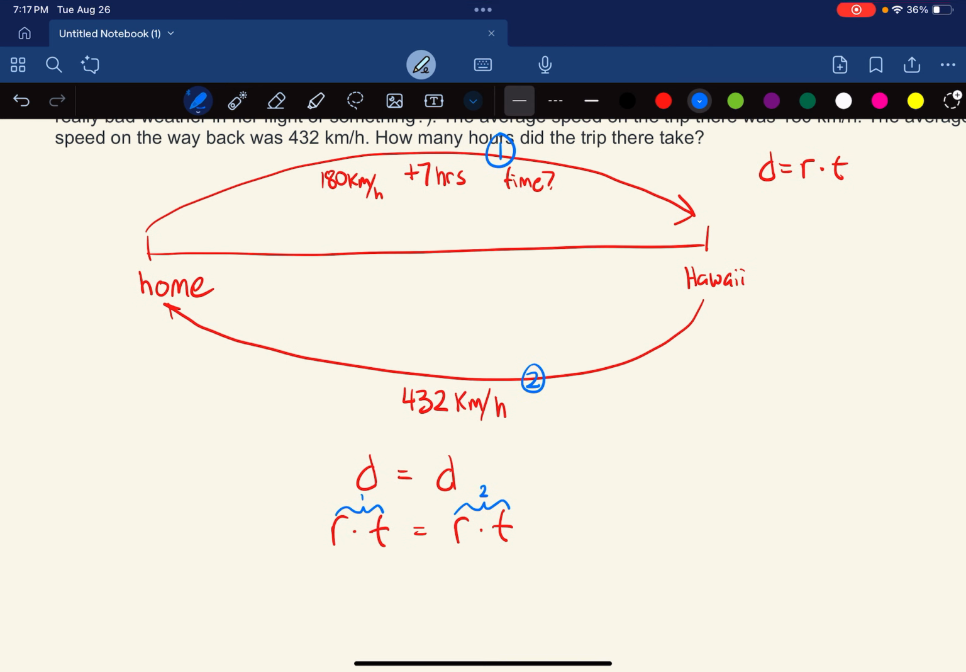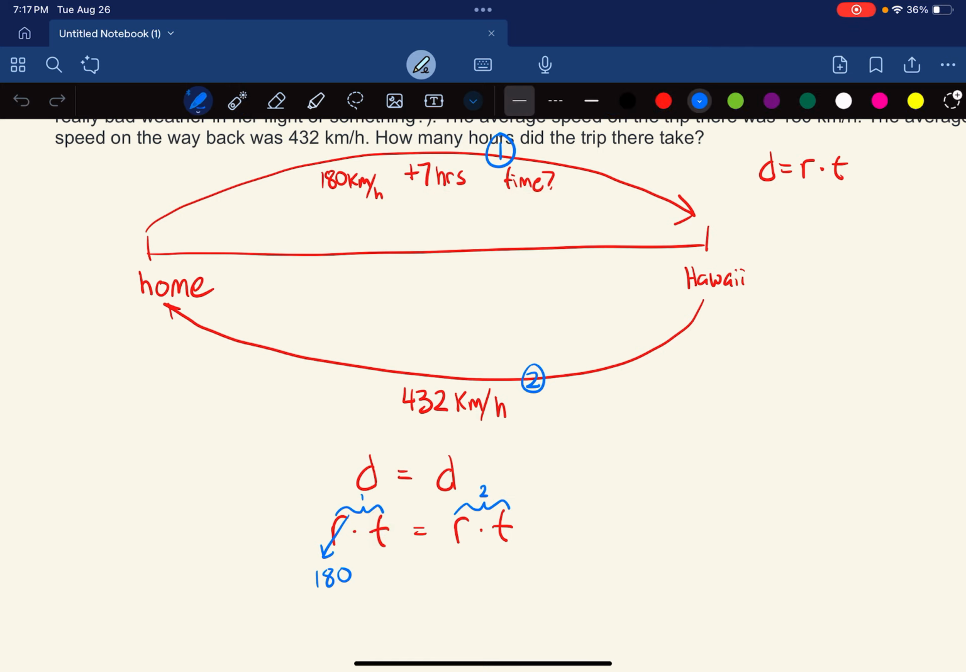Okay, so do we know any of these? Can we plug these in? Is there a rate for trip 1? Well, trip 1 is up here, and it says that the rate or the speed is 180. So let's plug that in. We can say r is 180. Do we know the time? I wish so, because then that would be the answer, right?